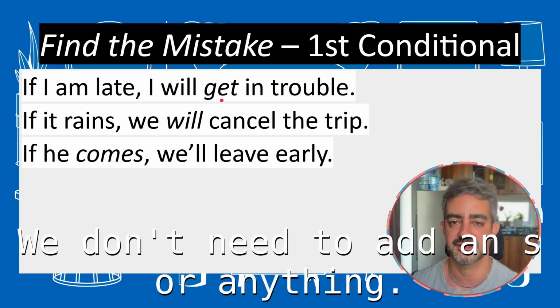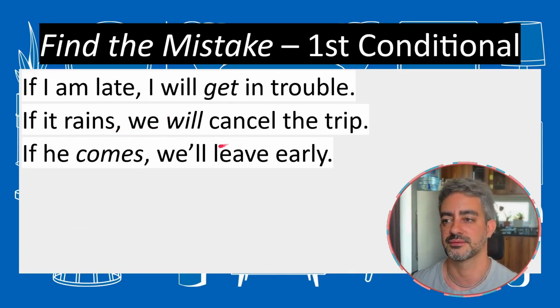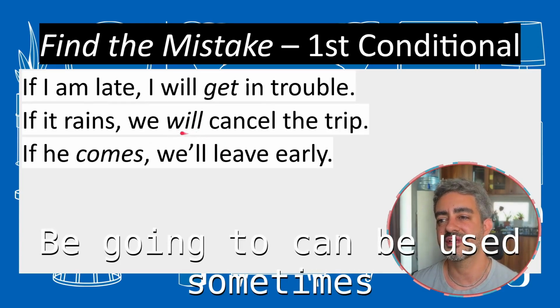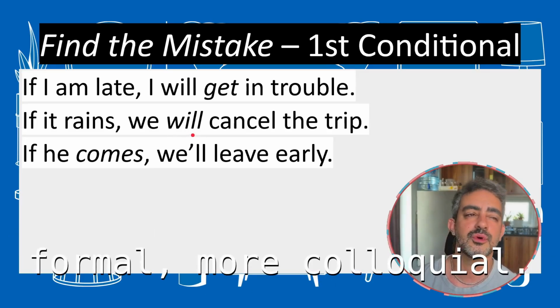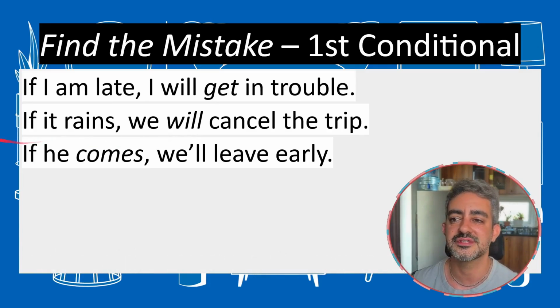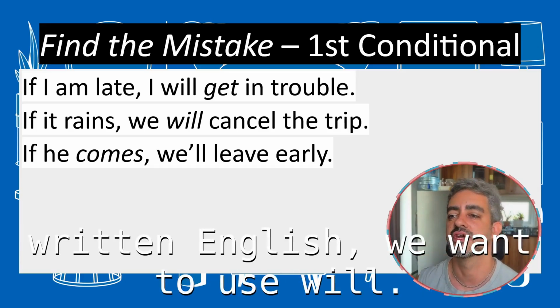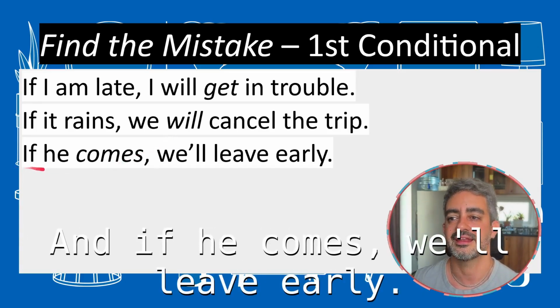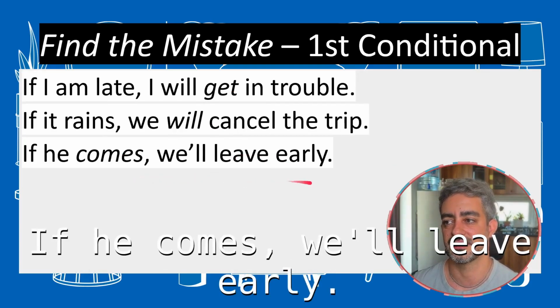We don't need to add an S or anything. If it rains, we will cancel the trip. All right, be going to can be used sometimes instead of will, but maybe it's less formal, more colloquial. We do use it sometimes. Hey, if it rains, we're going to cancel the trip. That's okay, but sticking with the rules of first conditional, and especially with written English, we want to use will. And if he comes, we'll leave early, okay? Not if he will come, if he comes, we'll leave early.